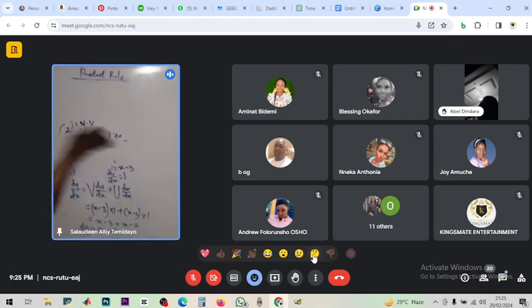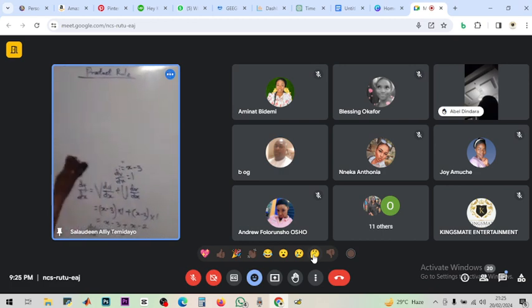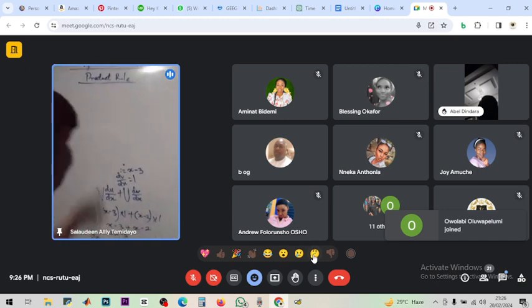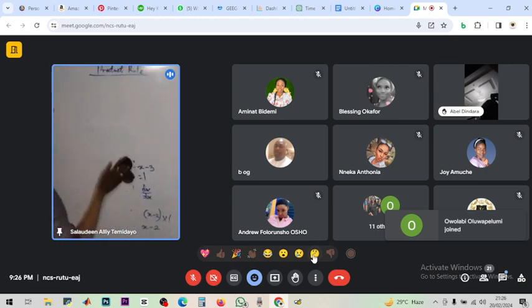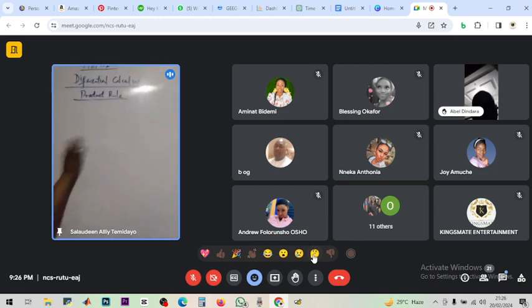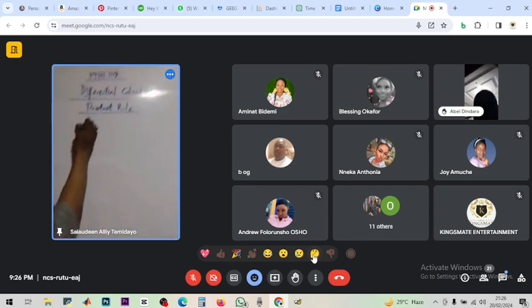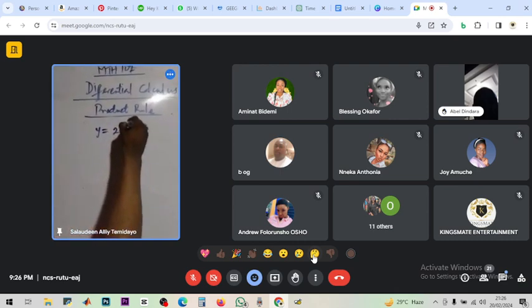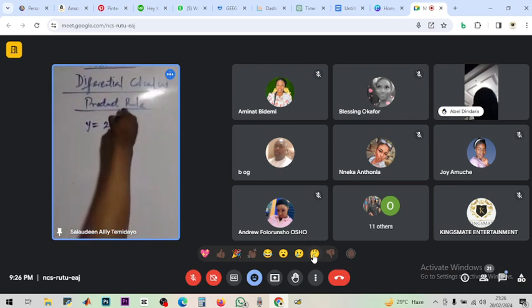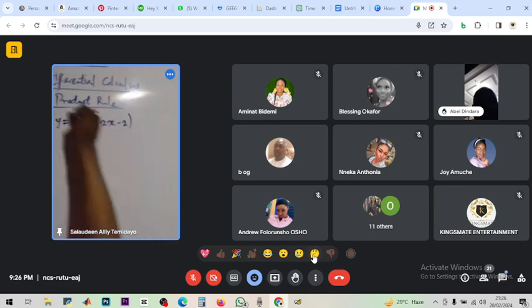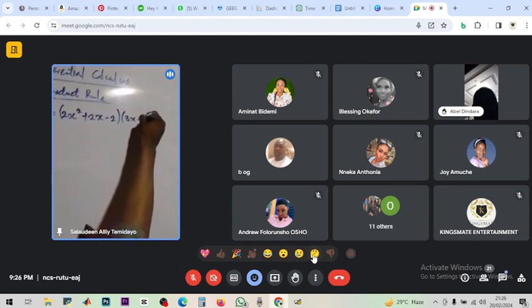I'm bringing a more interesting example now. It's only the product rule that I want us to keep thinking about. After this example, I'll give a class exercise, and you should submit it in the group. So y equals 2x squared plus 2x minus 2, times 3x minus 2.